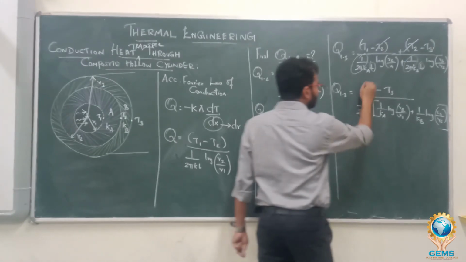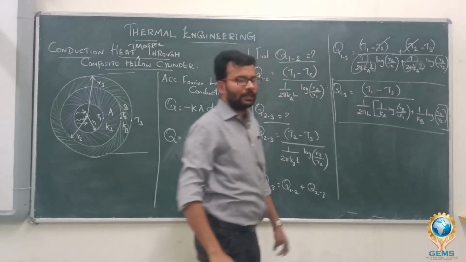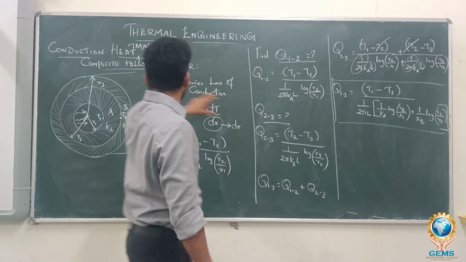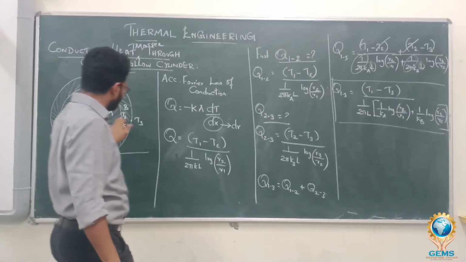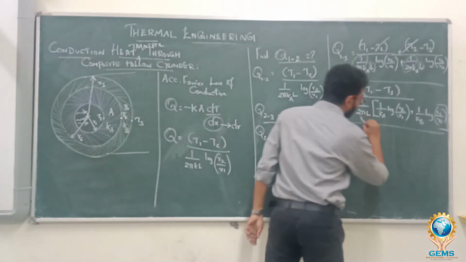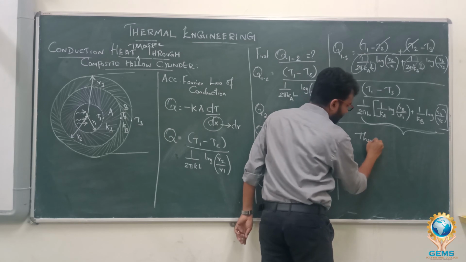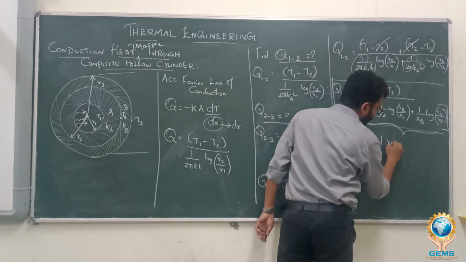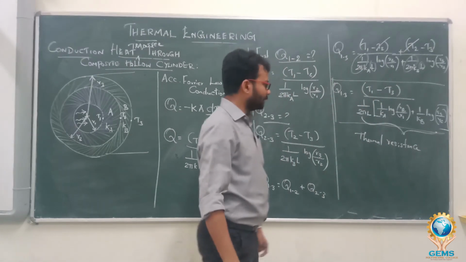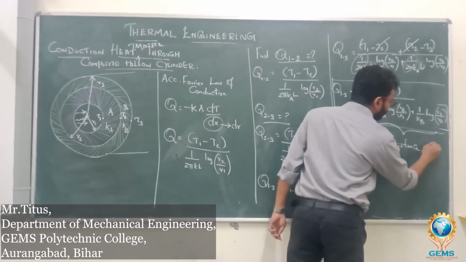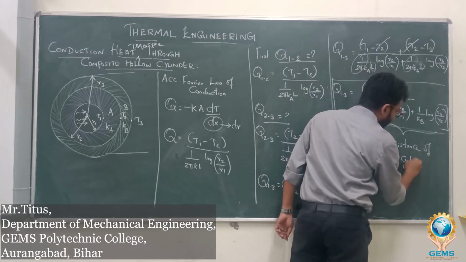So this is the final equation, the overall heat transfer through a composite hollow cylinder from the inner temperature to the outer temperature. The denominator represents the thermal resistance of this hollow cylinder.